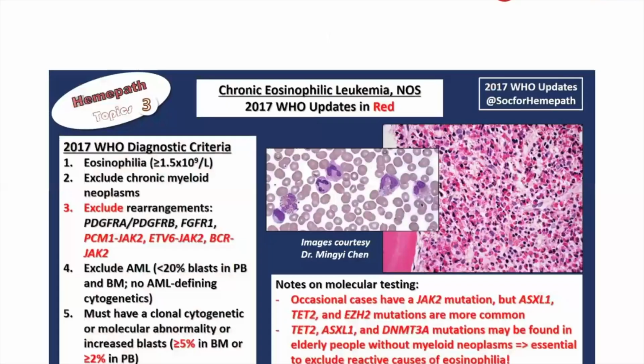This is again the same WHO which in 2017 gave this entity of chronic eosinophilic leukemia NOS type. So in that they also said that there are few cases in which TET2 and EZH2 mutations are also present. ASXL1 and DNMT3A mutations are found in elderly people without a myeloid neoplasm, and it is essential to exclude reactive causes of eosinophilia. So these were the other mutations that were added to the ones which we already had.